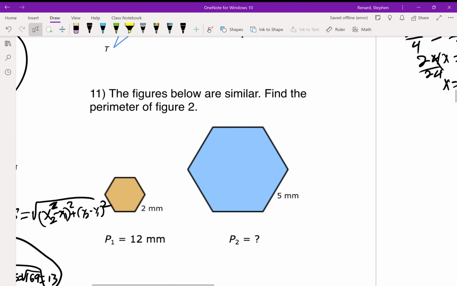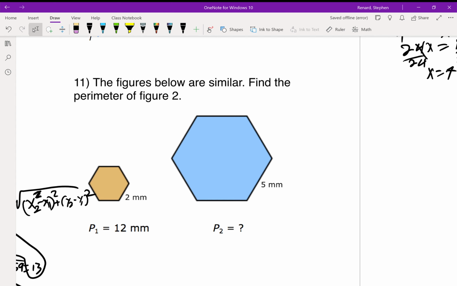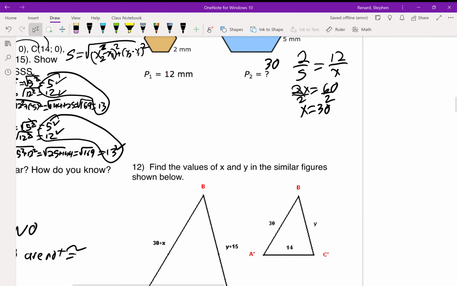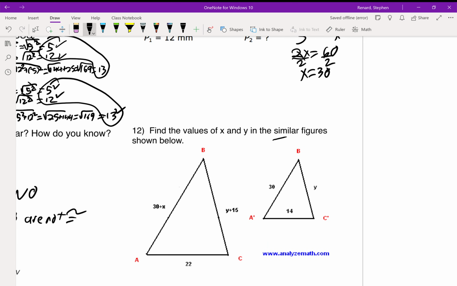Number 11, the figures below are similar. Find the perimeter of figure 2. So what we do here, remember, we know that if the figures are similar, the perimeters are similar. So that ratio of the sides of 2 to 5 is going to be the same as the relationship of the perimeters, 12 to x. Cross multiply, we get 2x equals 60. Divide by 2, and we get x equals 30. So the perimeter of this bad boy is 30. Again, similar figures, so if you are in standard geometry, keep moving.